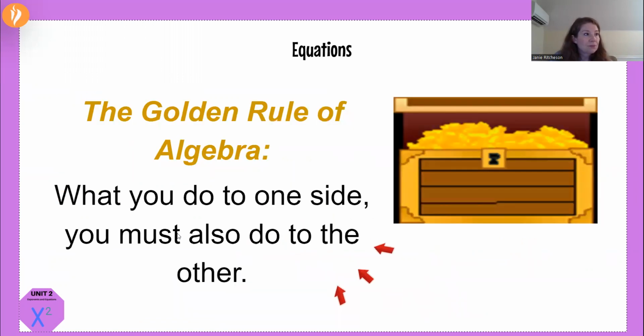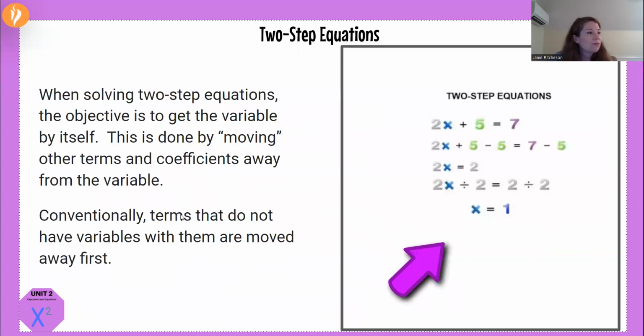So the golden rule of life is do unto others the way you want them to treat you. Treat others the way you want to be treated, right? But in algebra, you guys, the golden rule is what you do to one side of the equal sign, you must do to the other. So don't forget the golden rule of algebra.